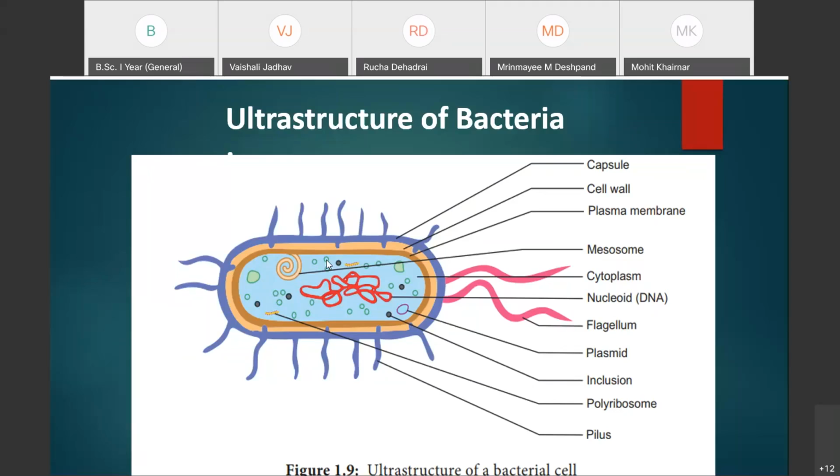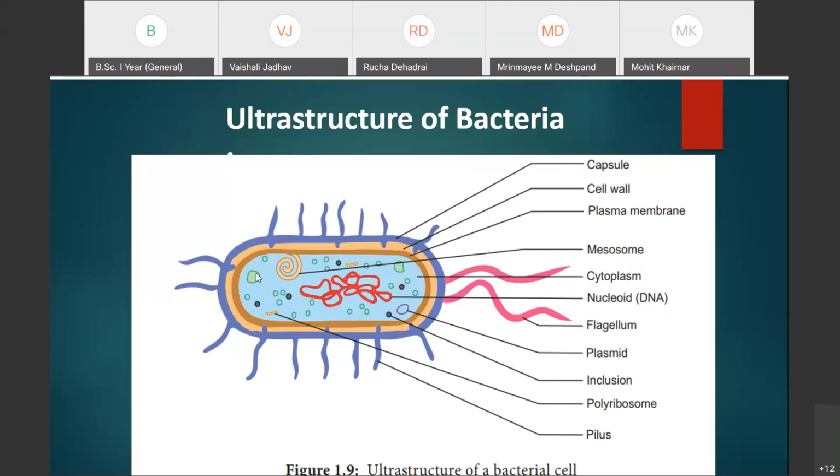While the smaller subunit is the 30S type, which is made up of one RNA molecule and about 21 amino acids. One RNA molecule and 21 amino acids.